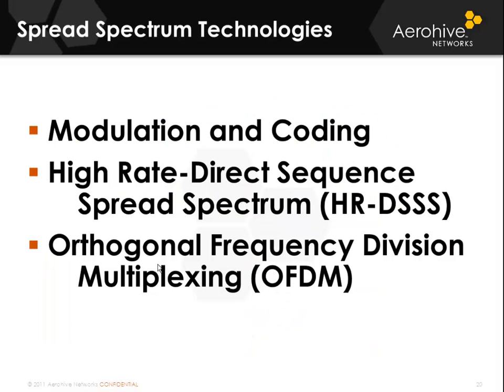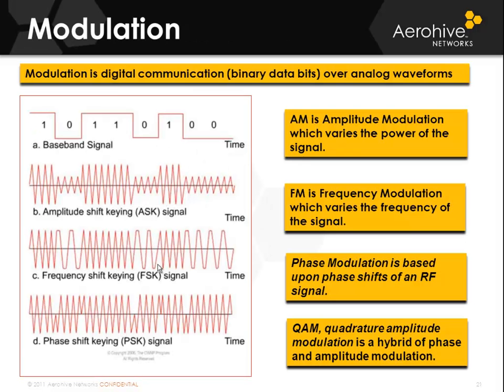Spread spectrum technologies. We will discuss in this section modulation, encoding, high rate direct sequence spread spectrum, and orthogonal frequency division multiplexing. Modulation. Modulation is the process of varying one or more properties of a high frequency periodic waveform called the carrier signal with a modulating signal which typically contains information to be transmitted.